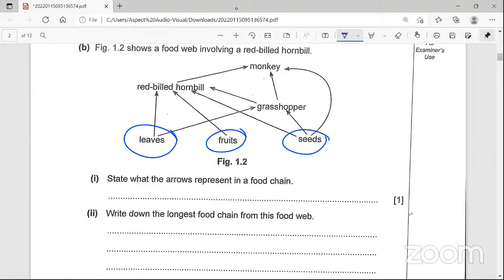Right, so guys, let's look at that question. So what is it saying here? State what the arrows represent in a food chain. Yes. The flow of energy. It represents the flow of energy. Are we together? You get your mark there.